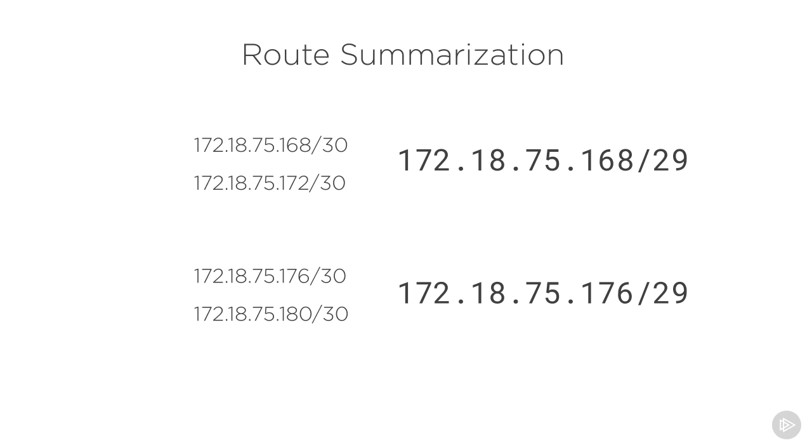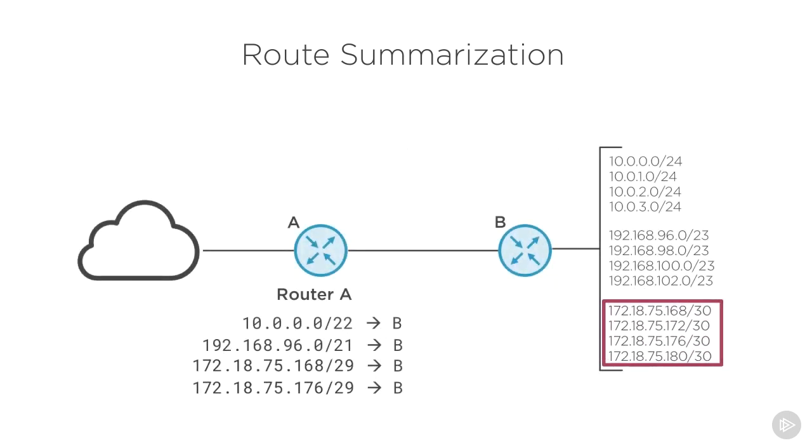So here we can't do a perfect summarization of these 4 subnets into one network, but we can do 2 summarizations of these 4 networks to create a very specific route to each one of these 4 networks. So here now on router A, instead of adding 12 routes, one for each of the directly connected networks to router B, here I'm only adding 4 routes to get to each one of those networks.